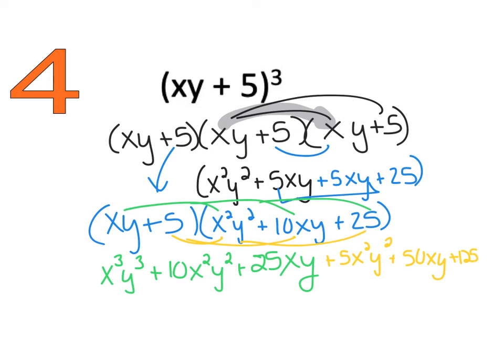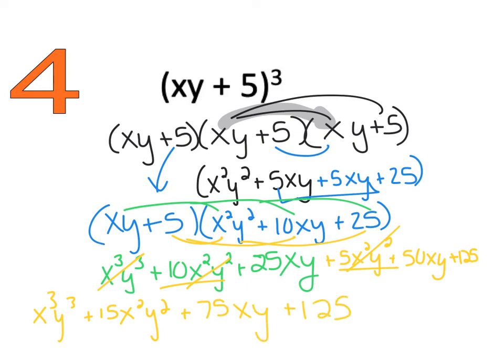All right, now let's just clean this up. So my greatest degree would be this x cubed y cubed out front. Now I've got a couple things with the x squared y squared. So that's going to be 15x squared y squared and 75xy. And I got a constant term of 125. So in the end, it's really not all that bad.